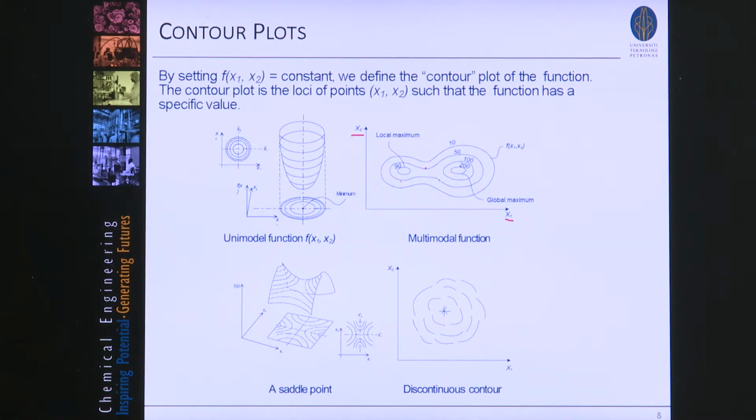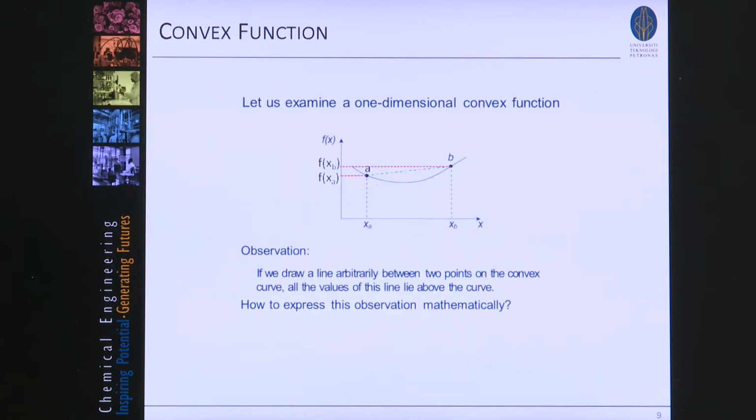We could also have a discontinuous contour. For example, this is one value of f, and it jumps to another value of f, and then jumps to another value of f. So we have a discontinuous contour, and this is what we call a saddle point, where you can see the projections on this plane. We can drop down to here, and it goes up here. This is a saddle point.